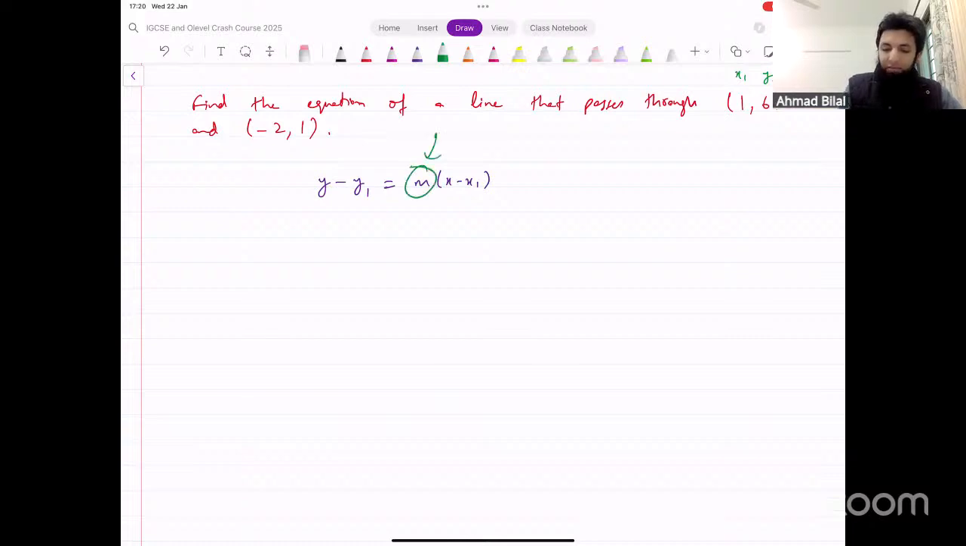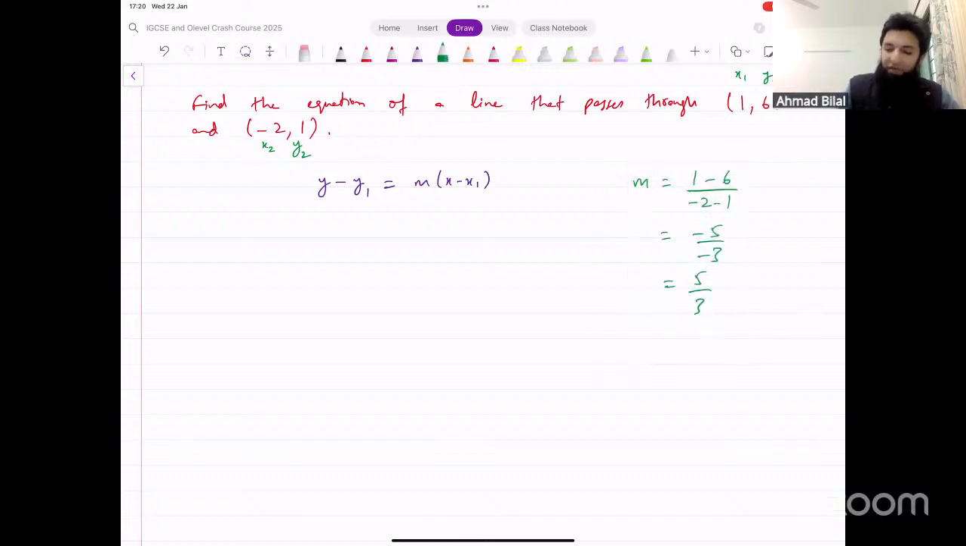What about m, the gradient? In this case, we don't have that. Gradient is still required. So the first thing we have to do is find the gradient. Let's find that: y2 minus y1 over x2 minus x1. Again, we can call any one of these points x1, y1, and the other one x2, y2. So y2 minus y1 becomes 1 minus 6, divided by x2 minus x1, which is -2 minus 1. That simplifies to -5 over -3, which is 5 over 3. That's the gradient of the line.